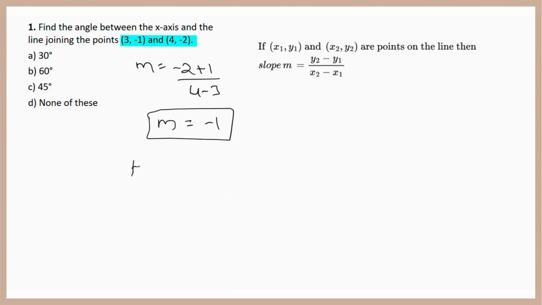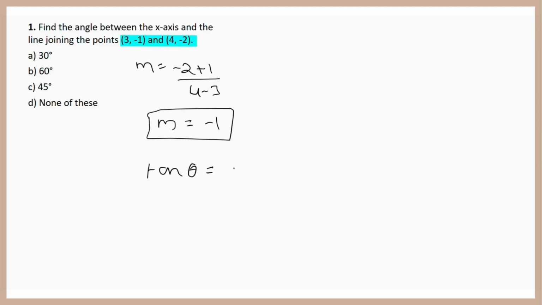And what do we know? That the slope of a line is tan of the angle made by the line with the positive direction of x-axis. So we may say that tan theta here is minus 1. And tan theta is minus 1 when theta is equal to 135 degrees. But as I can see, we are given an acute angle. So let me explain you.